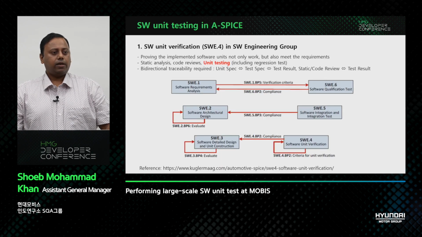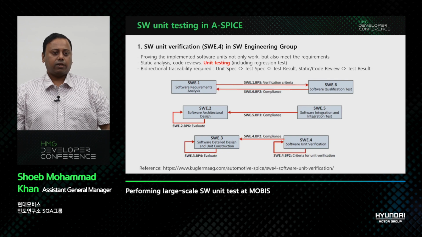Software unit testing in SPICE. Software unit verification in the software engineering group is SWE.4. It provides the implementation software unit for testing and meeting the requirement. It covers static analysis, code review, unit testing, which includes your regression test. We ensure the bidirectional traceability is achieved between unit specification, test case specification and test result. And for the code review, the test results traceability is achieved.